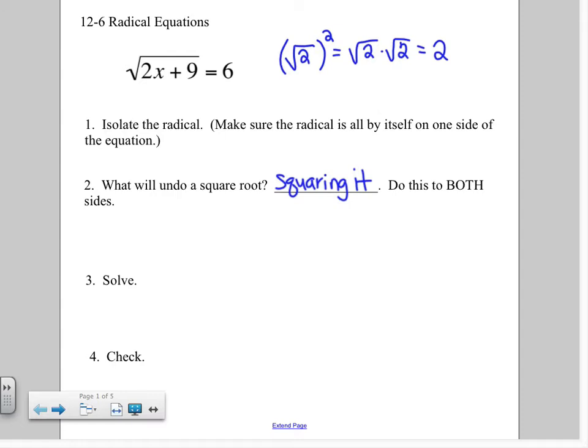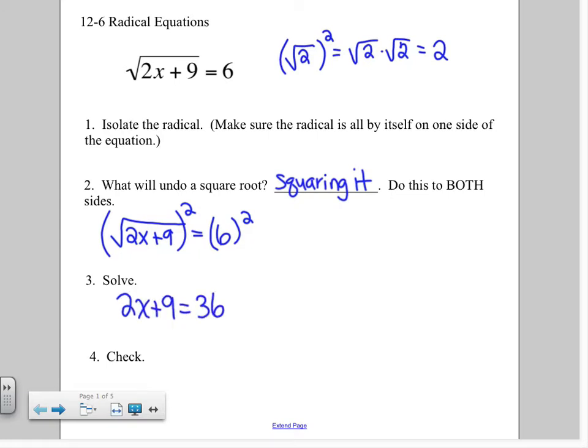So we have the square root of 2x plus 9 equals 6. Let's square both sides. So we are left with 2x plus 9 equals 36. If we solve that, we have 2x equals 36 minus 9, 27. Divide by 2, we get x equals 27 over 2.